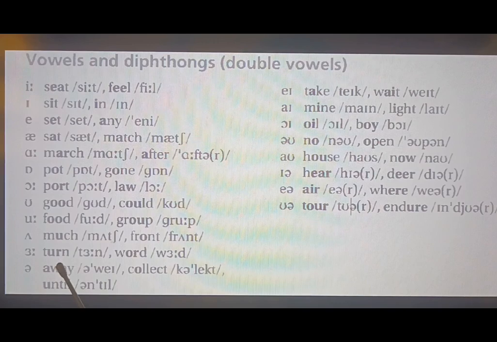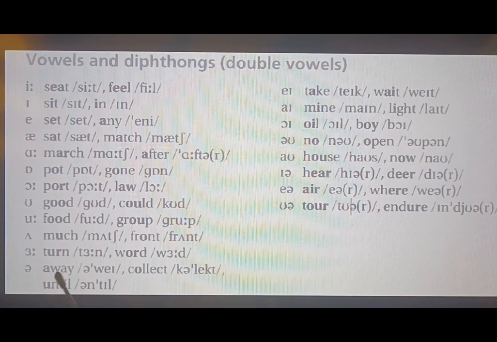Usually we have the r sound after it, right? Like turn, like word, like fur, for example, the fur of the animals, the skin of some particular animals. Anyway, this sound is so prevalent, so common, so widespread in English pronunciation or phonemic symbols or sound system that it assumes a particular title. We call it schwa. Okay, schwa.